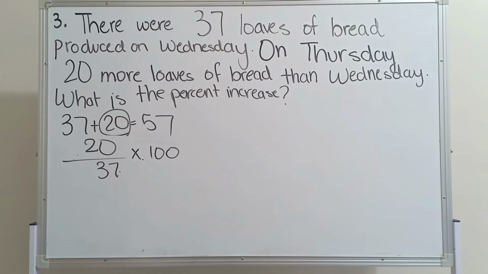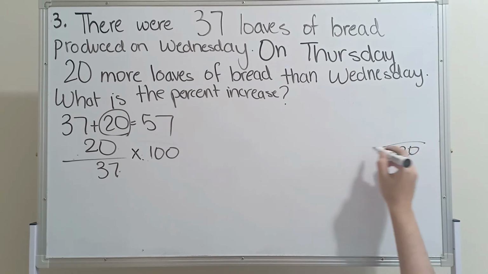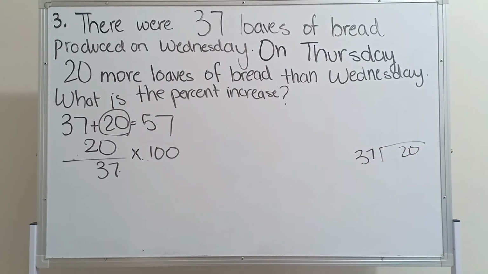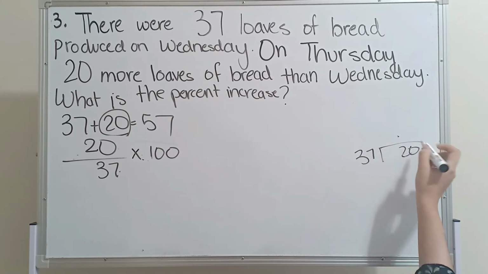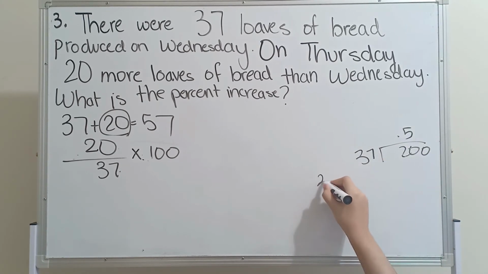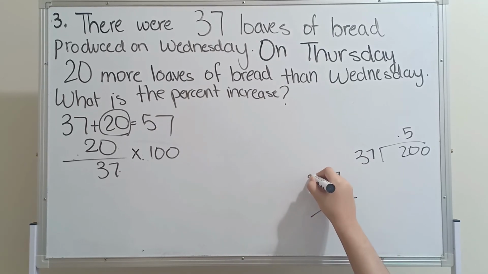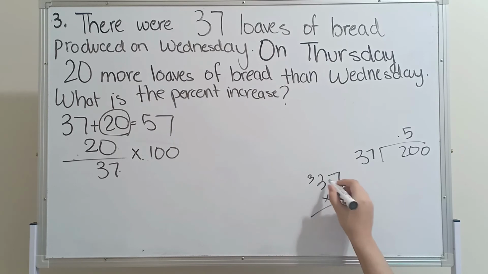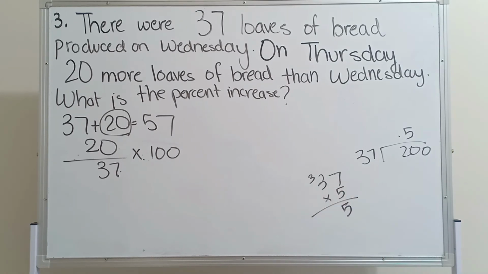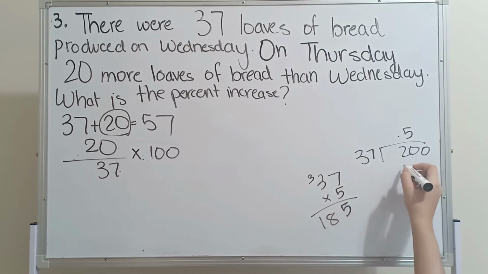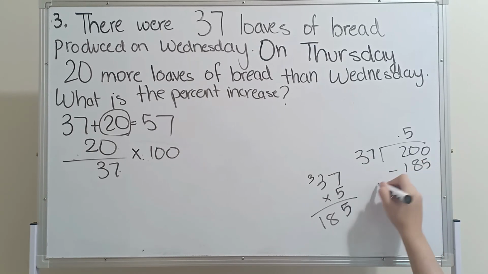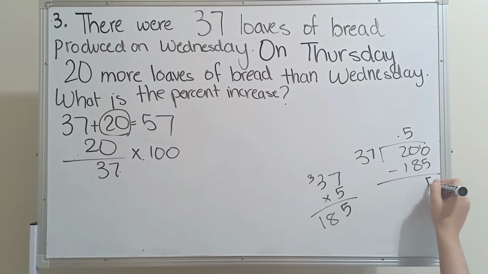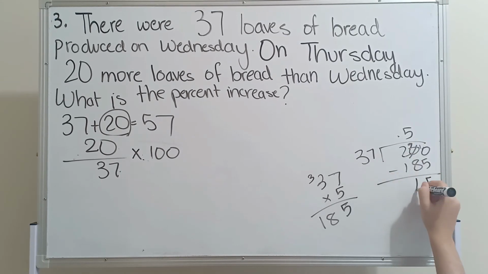So 20 divided by 37. So let's just do it here in the corner. So 20 divided by 37. So now 20 is less than 37. We put a decimal, 0. 37 times 5, let's see what it is. So 37 times 5 is going to be 185. We subtract, and we will get 15.